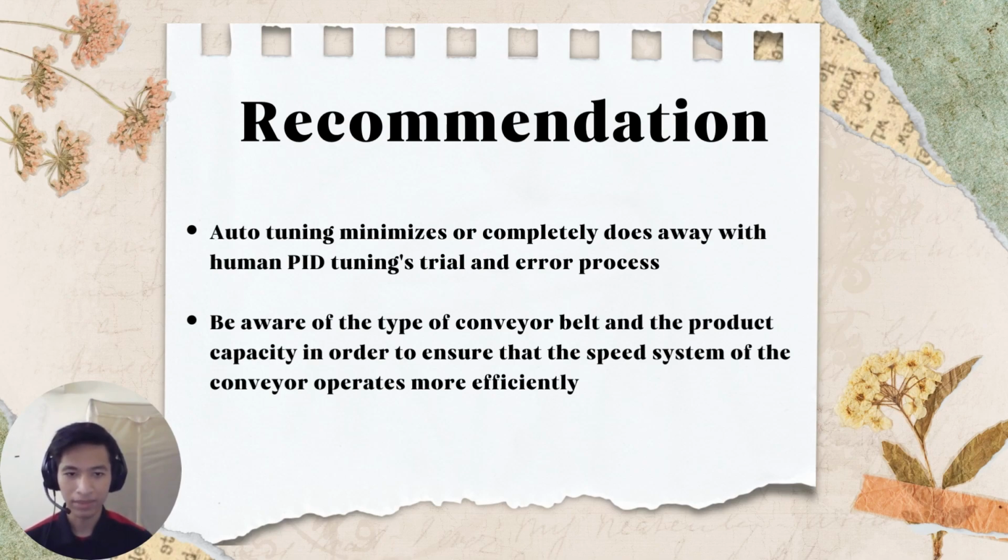Also, we must be aware of the type of conveyor belt and the product capacity in order to ensure that the speed system of the conveyor operates more efficiently. The most prevalent problem with conveyor belts is specification correctness, since performance declines when there is insufficient accurate load data.